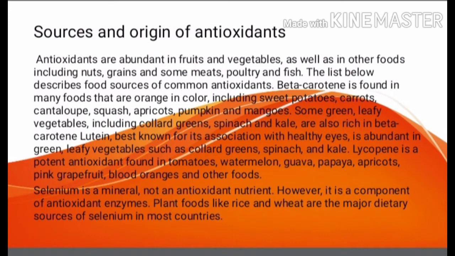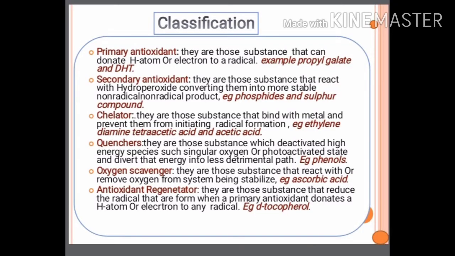Lutein, best known for its association with healthy eyes, is abundant in green leafy vegetables such as collard greens and spinach. Lycopene is a potent antioxidant found in tomatoes. And selenium is a mineral, not an antioxidant nutrient. However, it is a component of antioxidant enzymes. So let's start with the classification of antioxidants.